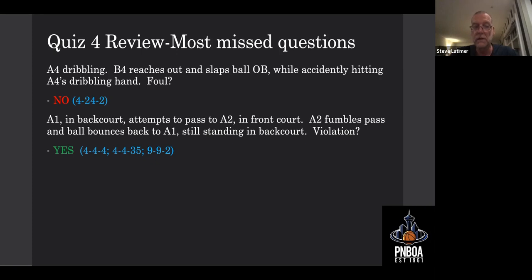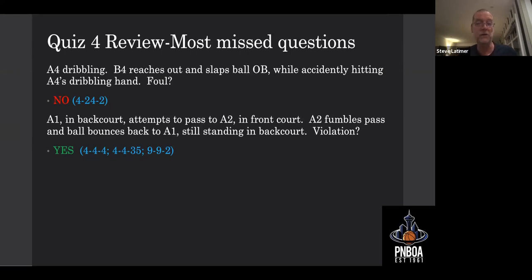And it has to do with what status the ball has. So the ball comes out of the backcourt, having touched A1, goes into the front court. Now you have front court status with the ball, it gets bobbled around by A2 in the front court, and then comes back into the backcourt where A1 picks it up. So it's had front court status. The last team to touch it in the front court was A. The first team to touch it in the backcourt was A. It is indeed a violation.